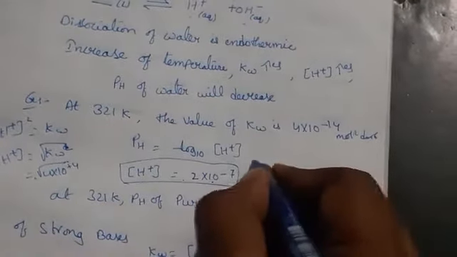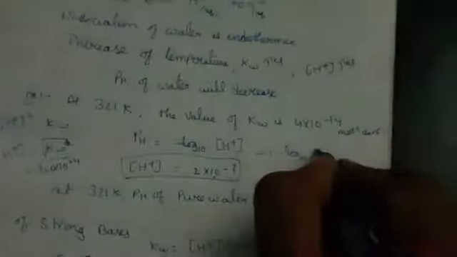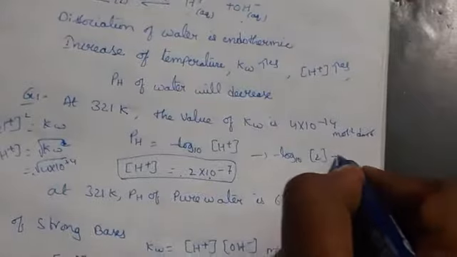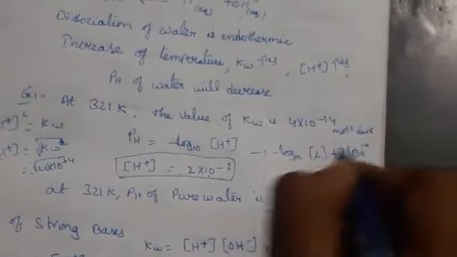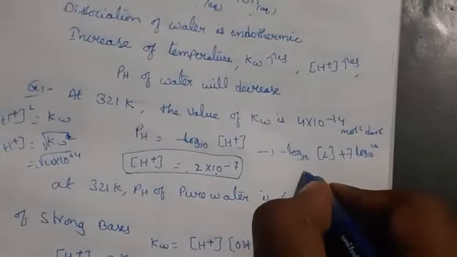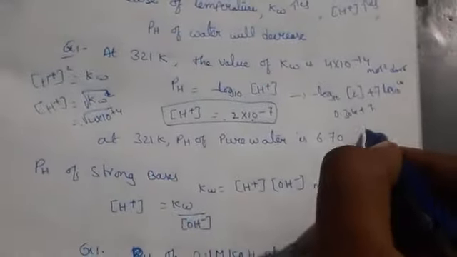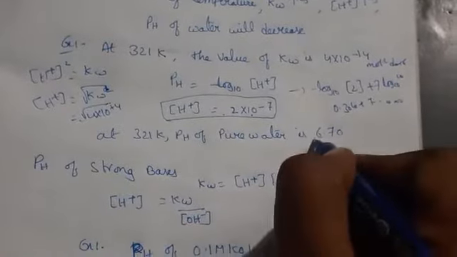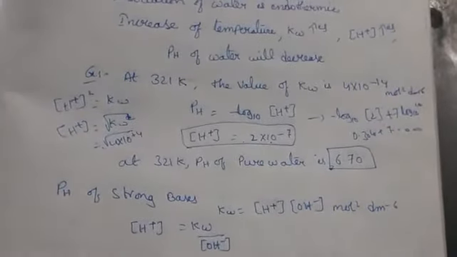By substituting, pH = -log10 of (2 × 10^-7) = -log 2 + 7 log 10. Log 2 here will be 0.3010, plus 7. When you do this, you are going to get the value 6.70 at 321 Kelvin, the pH of pure water.